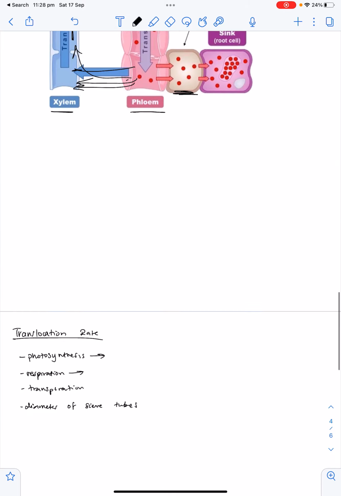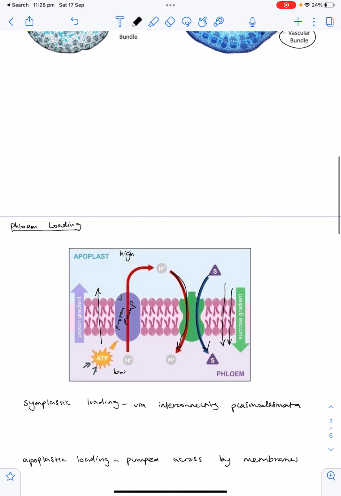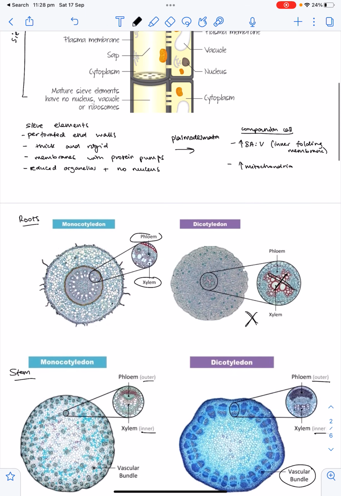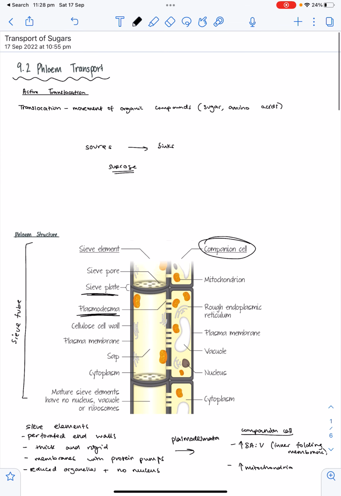So yeah, that's all that's in this unit. I hope it made sense. It should be a fairly straightforward unit as long as you understand the processes and the reasoning behind everything that's happening.